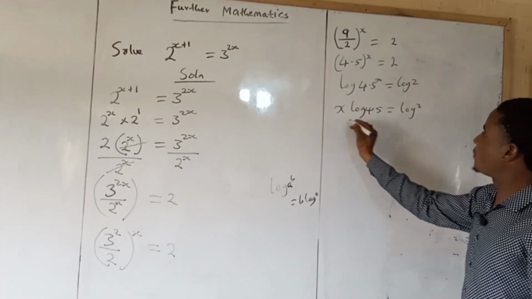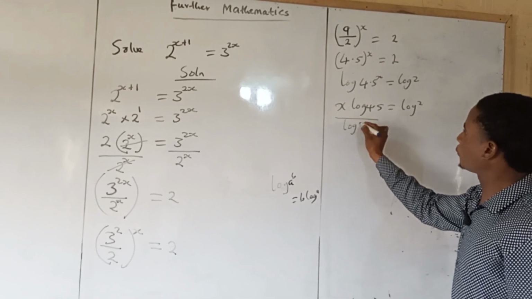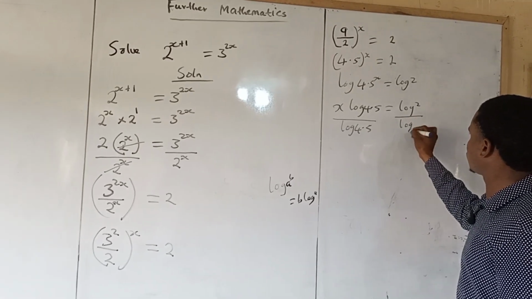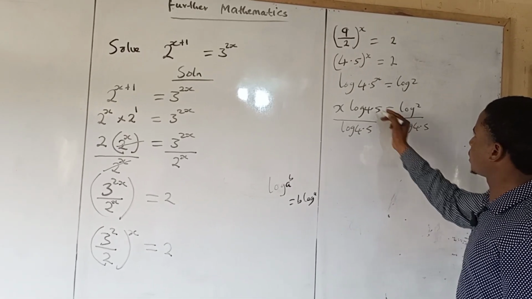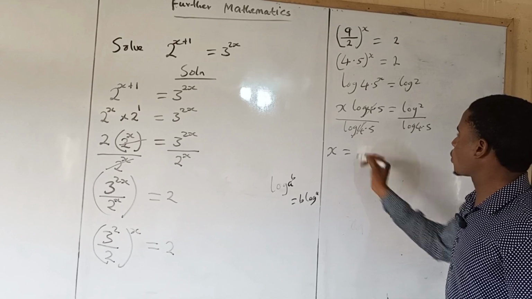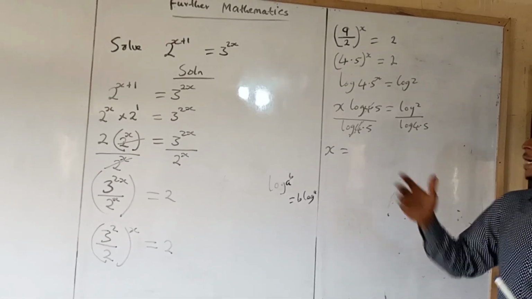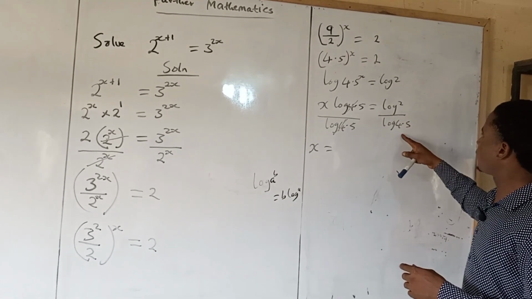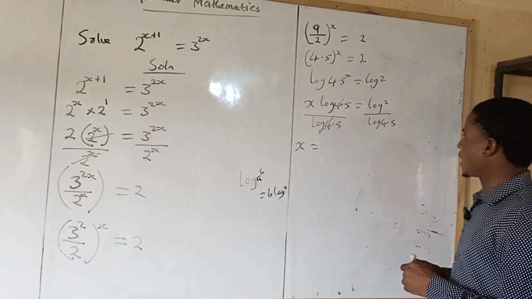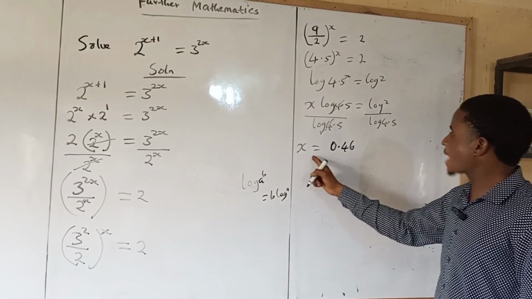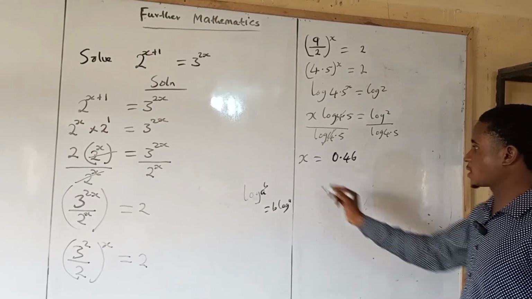So we can now divide both sides by log 4.5 all over log 4.5. This cancels this, and x here is equal to, if you use your calculator to type this, you will discover that log 2 divided by log 4.5 is equal to 0.46. So x here is equal to 0.46.